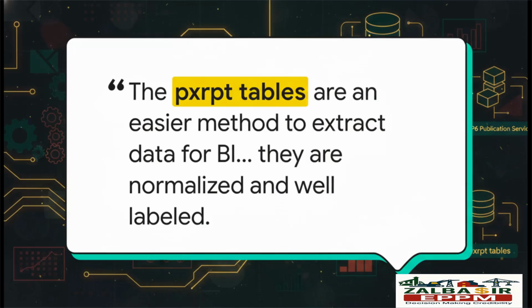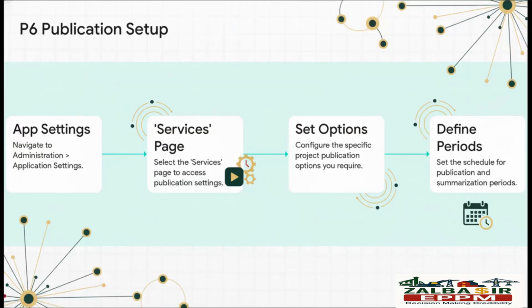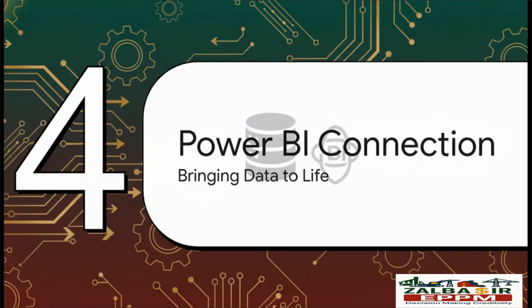This thing creates special tables called the PXRP tables that are already cleaned up, organized, and perfectly labeled for business intelligence tools. And you know what the best part is? You can completely automate this whole process right inside the P6 web client. You just go to the services page under your application settings, and you can set up this publication service to run on a schedule. It'll automatically package up all the project data you need, say every night, without you having to lift a finger.